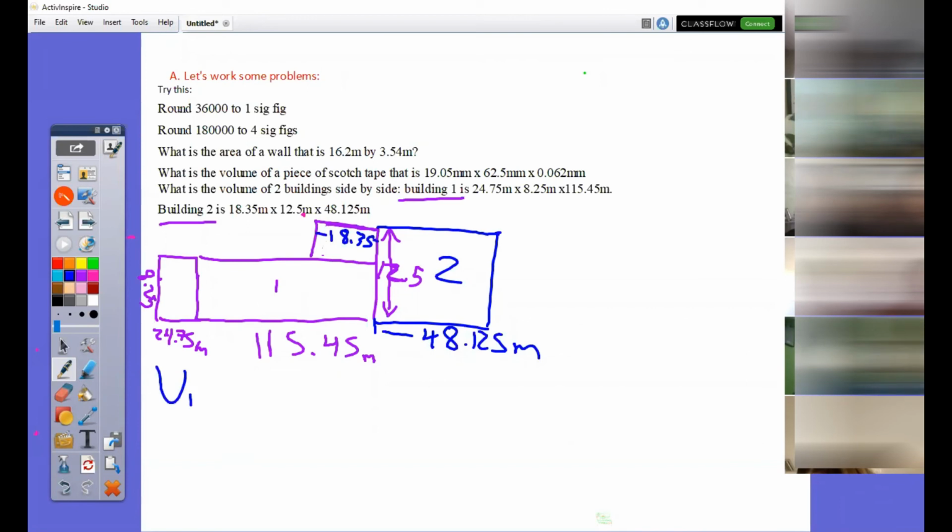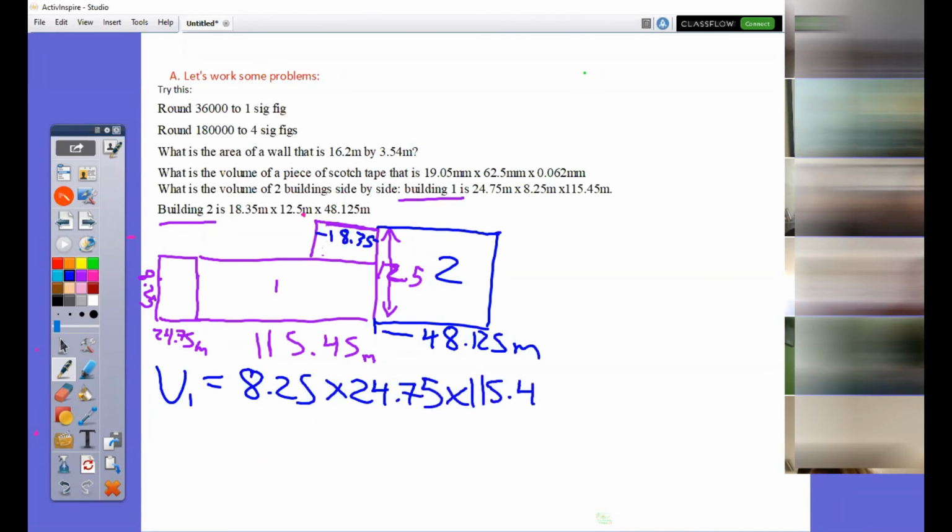Okay, so the volume of building 1, I'm going to subscript it like that. V1 is equal to 24.75 times 8.25 times 115.45. And of course, that's meters cubed. These are meters times meters times meters, so I'm just going to put meters cubed at the end. I've already done the math on meters: meter times meter times meter, meters cubed.